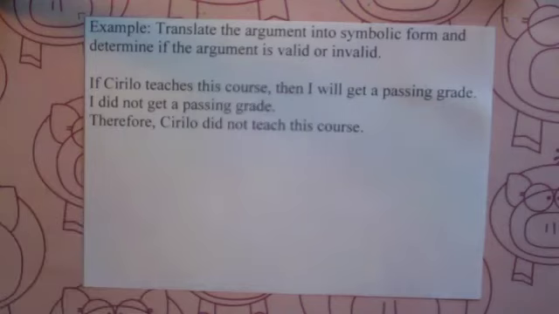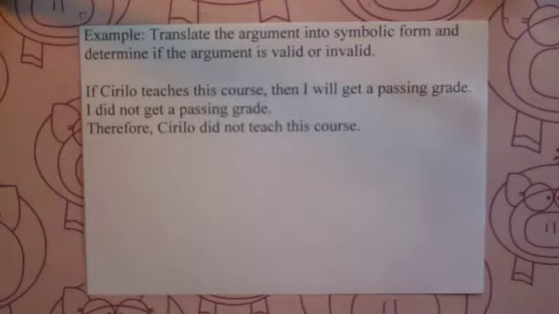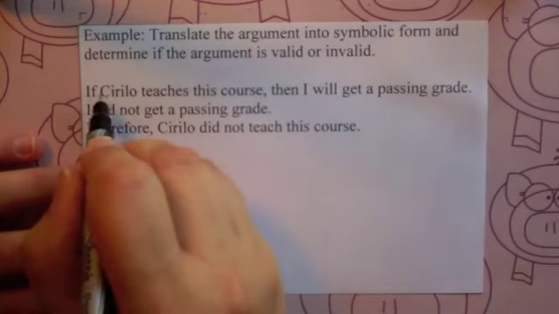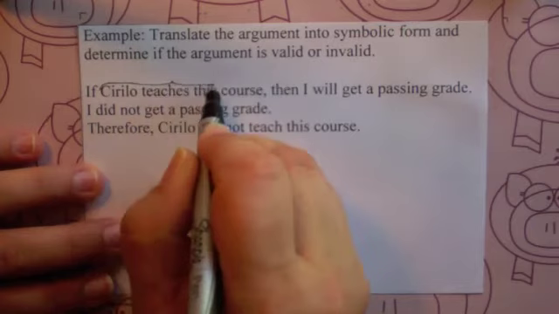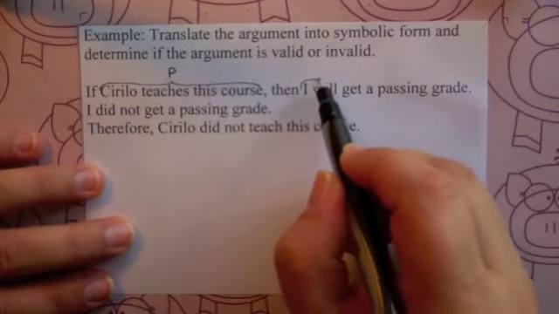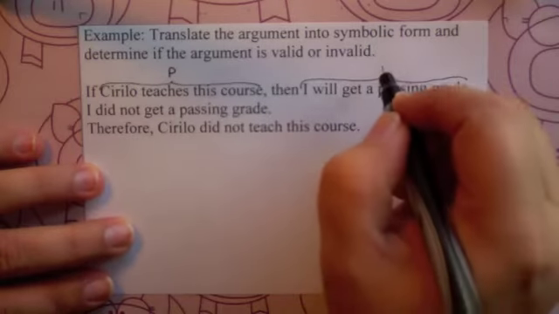Alright, so in this case, we're going to translate the argument into symbolic form and then determine if the argument is valid or invalid. The first thing we have to do here is change this argument from words into symbols. Okay? And we're going to look for simple statements in here. The first simple statement that I see is Cirilo teaches this course. Let's call that P. I will get a passing grade is Q.